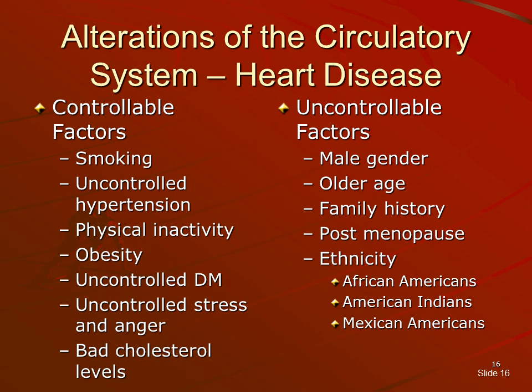To the right are uncontrollable factors. So individuals may have these factors, and unfortunately there's nothing we can do about them, such as male gender, older age, family history, women who are postmenopausal, and ethnicity. So African Americans, American Indians, and Mexican Americans are more susceptible to heart disease than Caucasians, for example.